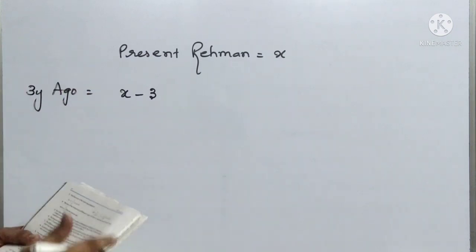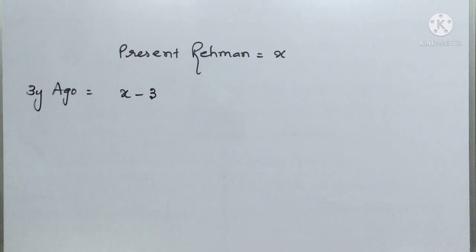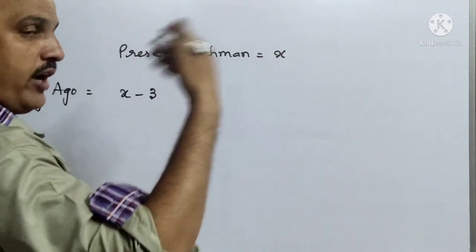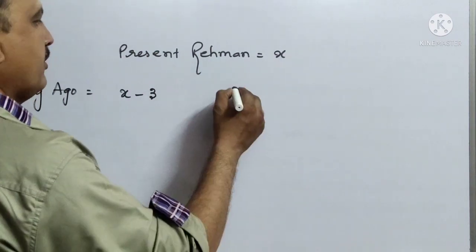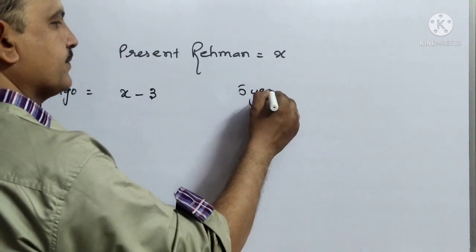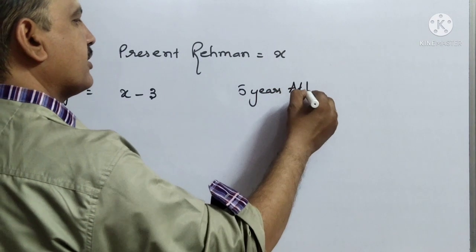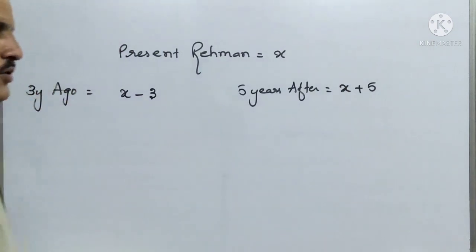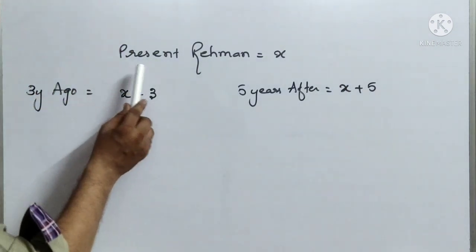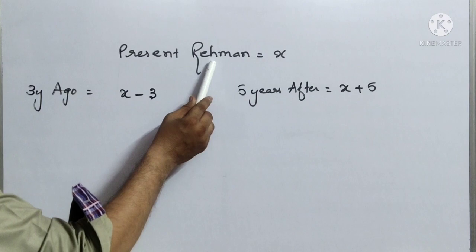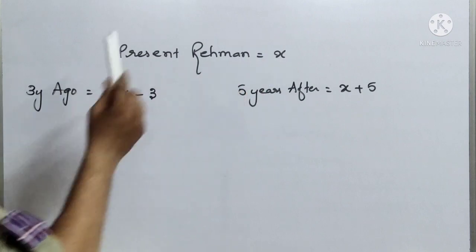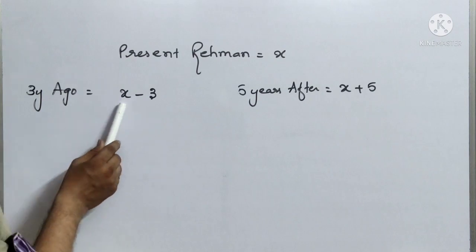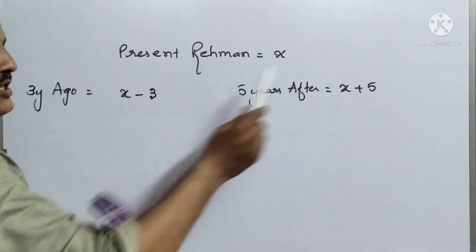Okay. And 5 years from now. Present age how much? X. 5 years after how much age it will be? 5 years after his age will become x plus 5. Okay. Actually the question is asking find the present age of Rahman. So Rahman's present age is how much? X. We don't know. Actually 3 years ago Rahman's age is how much? X minus 3. 5 years after Rahman's age is x plus 5.